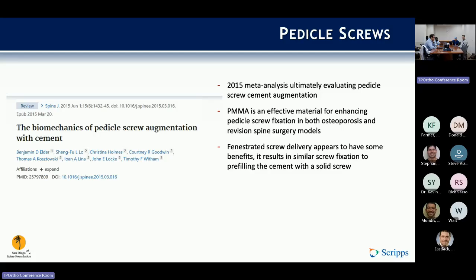Again, this is looking at a 2015 meta-analysis that ultimately evaluated pedicle screws with cement augmentation. It said that cement is an effective material for enhancing pedicle screw fixation in both osteoporotic and revision spine surgery models. It also looked at fenestrated screw delivery systems, and they appeared to have some benefits compared to vertebroplasty. It resulted in similar screw fixation to pre-filling with cement with a solid screw. So again, a nice little biomechanical study here, reiterating what a lot of us already believe.